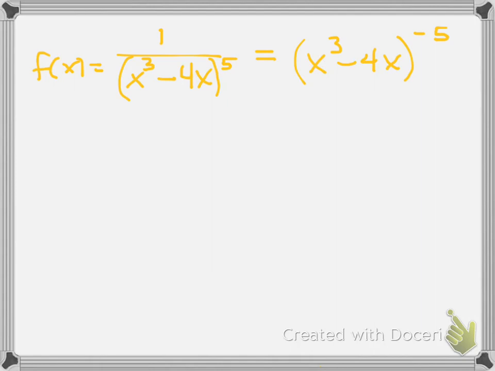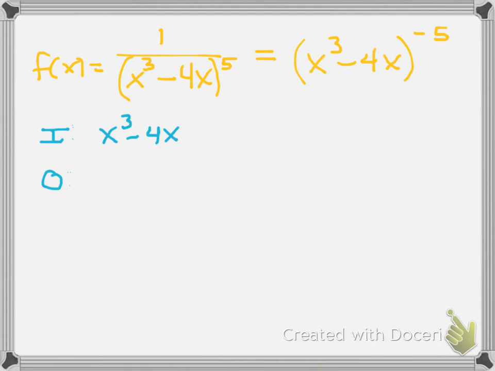If we stay with what we talked about in the last example, we're looking for an inside and an outside function. The inside function is always going to be this function being raised to a power. So that's x cubed minus 4x.